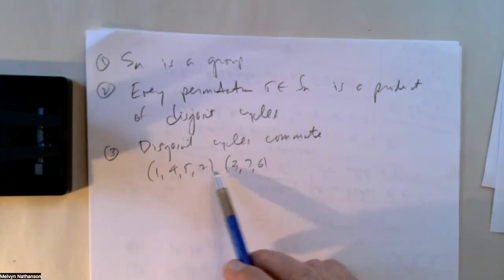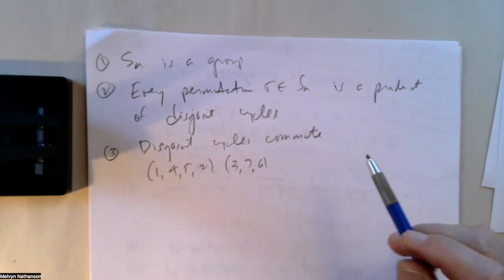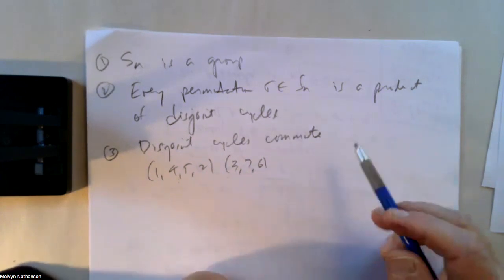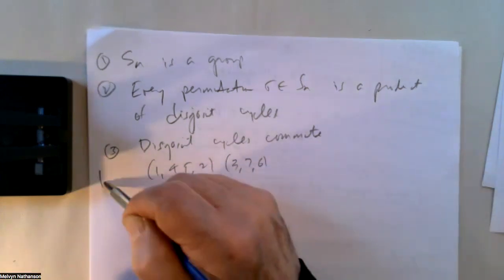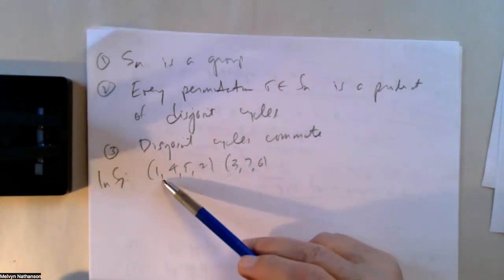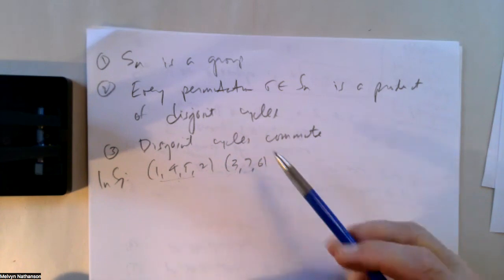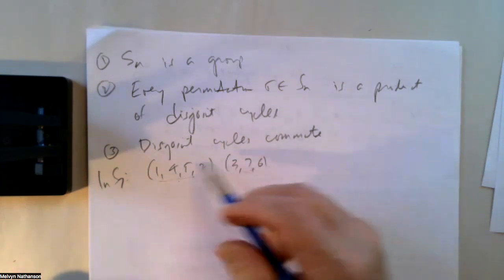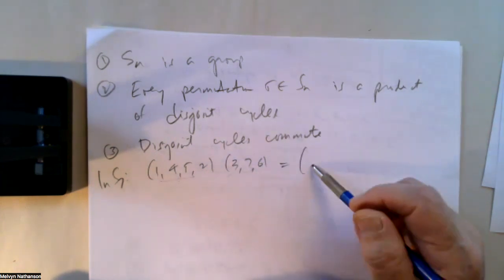1, 4, 5, 2, 3, 7, 6, they involve different numbers. So these are permutations in S7. So let's say in S7, we have this cycle and this cycle, and we look at this product. Let's call this sigma. So let's see, what is this?